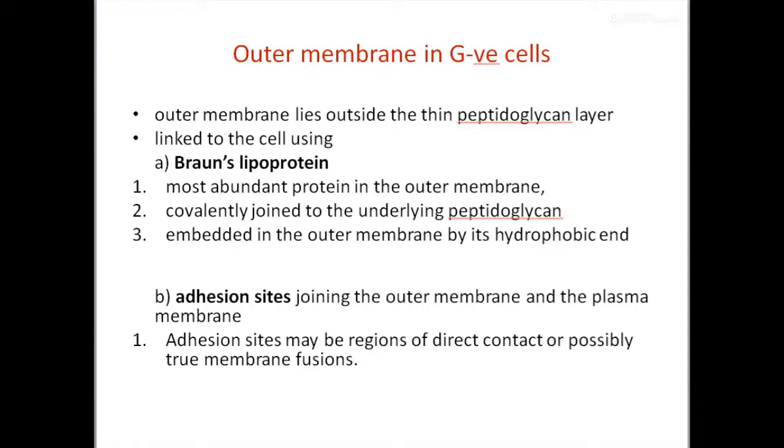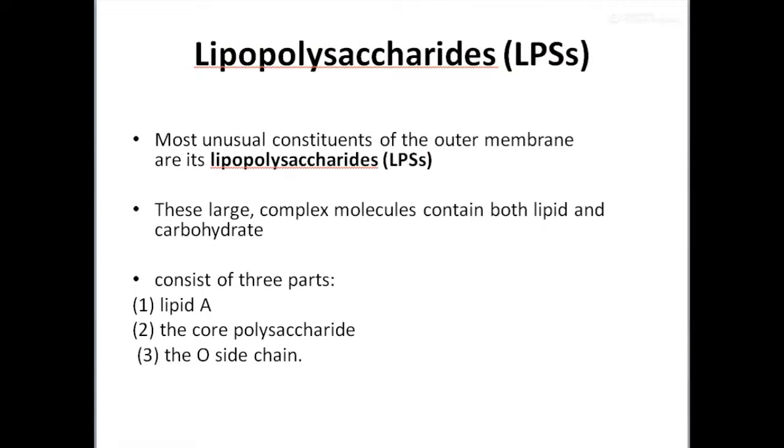If you consider the outer membrane, it mainly consists of lipopolysaccharides. That is, lipids as well as polysaccharides are the ones found to be more predominant in the outer membrane. It is a large complex molecule which contains both lipids and carbohydrate, and it mainly consists of three parts: the lipid A, the core polysaccharide, as well as the O side chain.